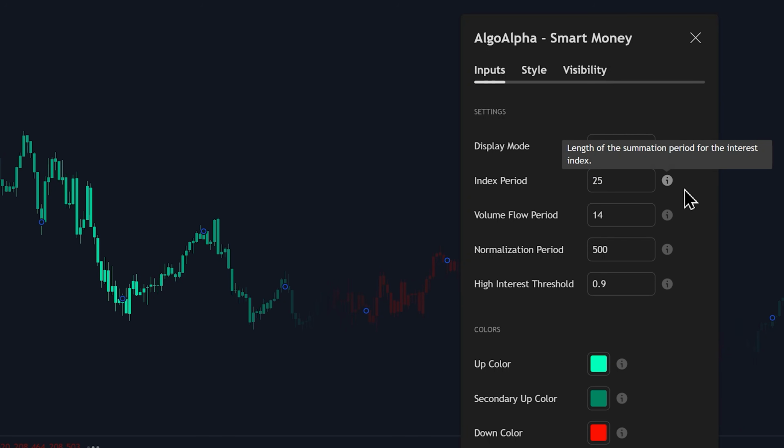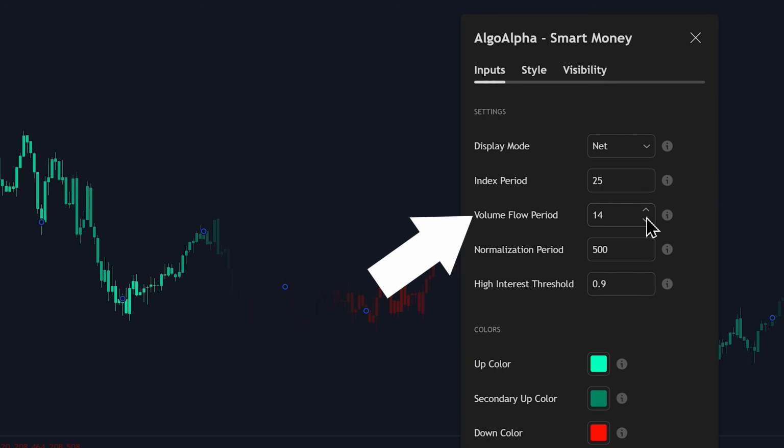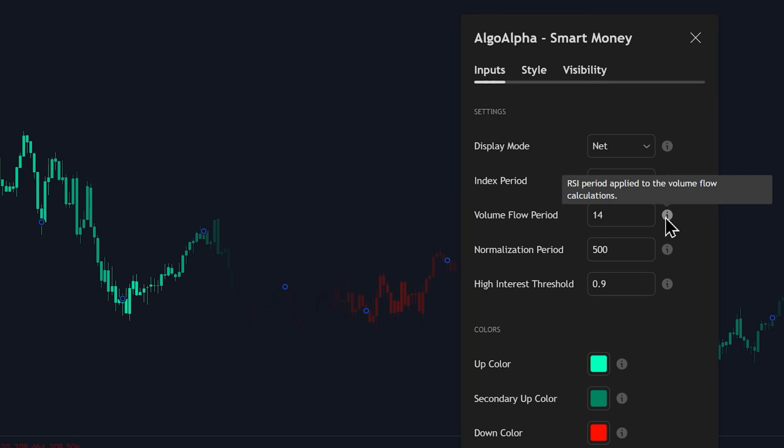The second setting that matters is the volume flow period, which changes how sensitive the RSI-based pressure calculation is. Increase it and the pressure read smooths out. Decrease it and the pressure read becomes more responsive.